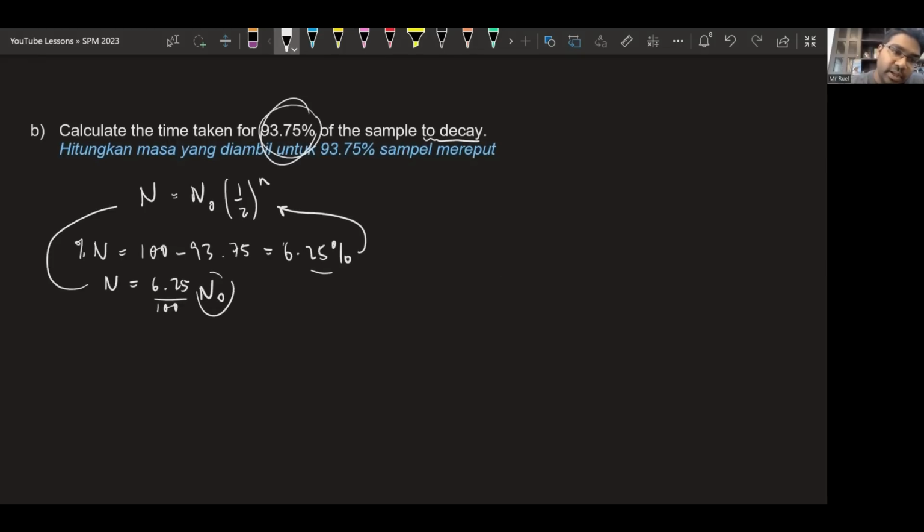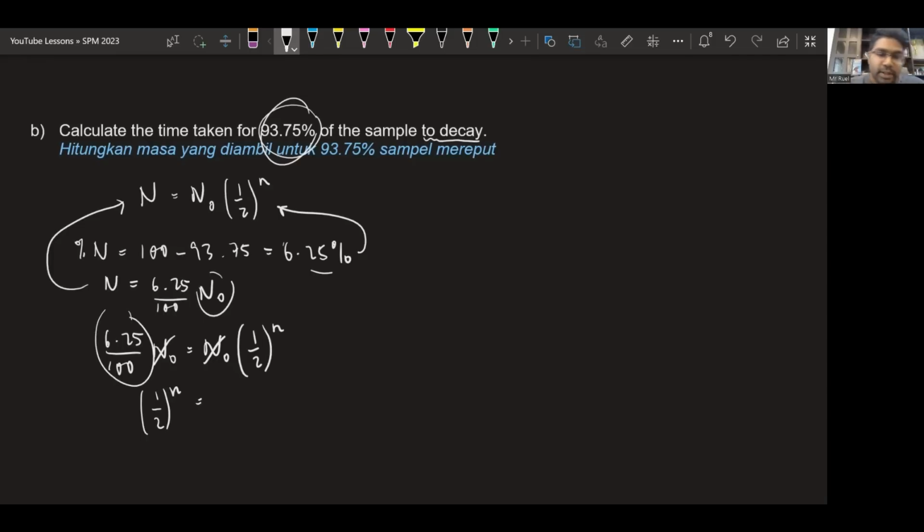Then we substitute this again on the left side. So you get 6.25 over 100 N naught equals N naught times 1 over 2 to the power of n. So you can see N naught will be eliminated here. And now what you do here is 1 over 2 to the power of n equals, use your calculator and get the fraction for this. Usually this works. You don't have to use logarithms here. You just use your calculator and get the fraction version. So the fraction version of this will be 1 over 16.